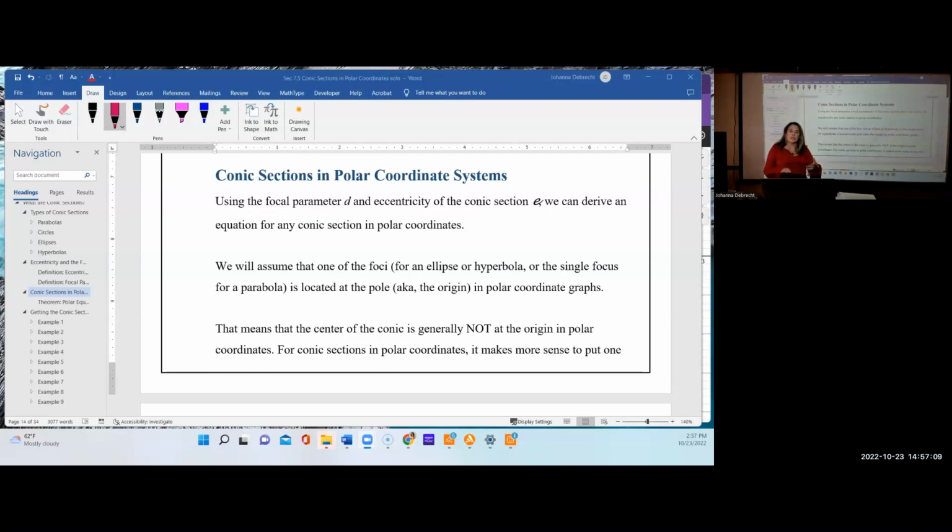And the reason for this is because in the real world, when you talk about the focus point, for example, the sun is at the focus point of the elliptical path that the planets take around the sun. So anything moving in a gravitational field is moving in an elliptical pattern with the source of the gravitational field located at one of the foci. So it makes sense to put that location at the pole or at the origin.